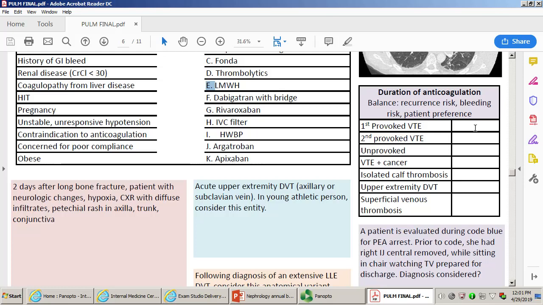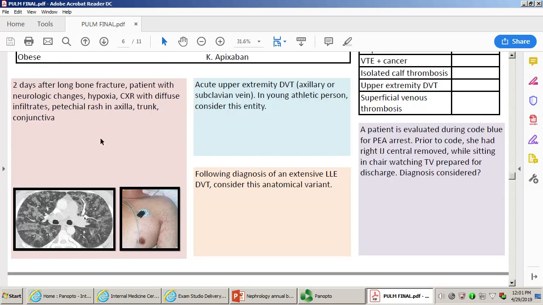So some fun little snippets here. Two days ago, long bone fracture. Now with hypoxia, infiltrates, petechiae in the axilla. Fat emboli. How do you treat it? Supportive care. Plus or minus steroids, which is controversial. I don't think they would ask that.